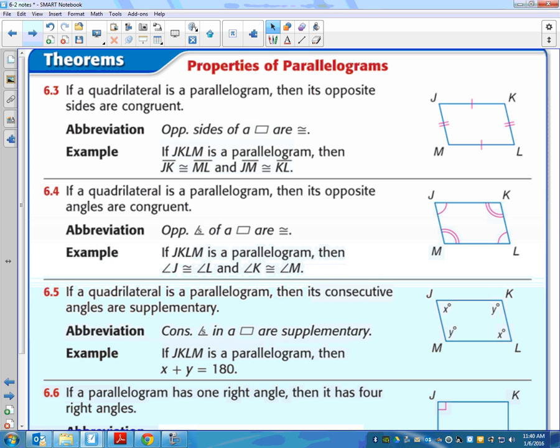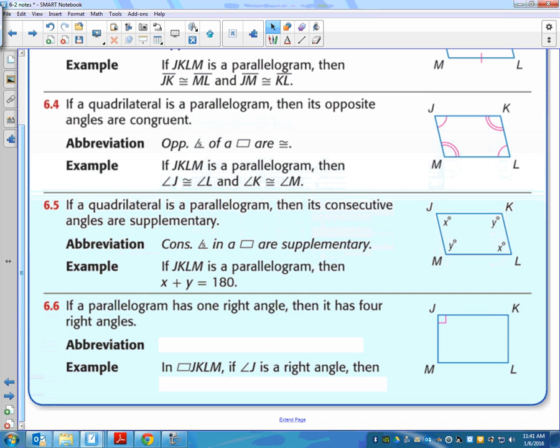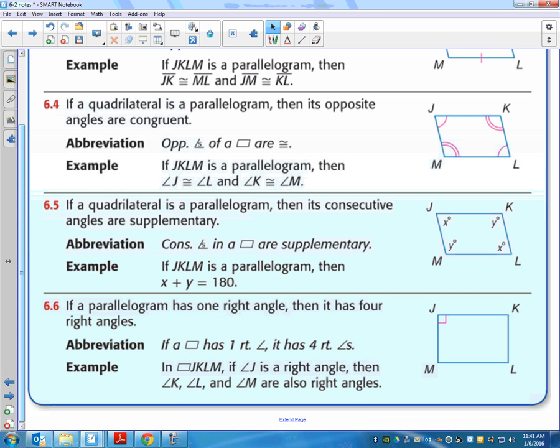And then the last one kind of builds off 6.4 and 6.5. The last one says, if a parallelogram has one right angle, then it has 4 right angles. Let's think about why that's true. If it has one right angle, what do we know about opposite angles? They're the same. So if this is a right angle, this is a right angle. And what do we know about consecutive angles? Consecutive angles are supplementary. So if this is 90, then its supplement would also be 90. So it'd be really easy to prove 6.6 using 6.4 and 6.5. So if you have one right angle, you have all right angles.